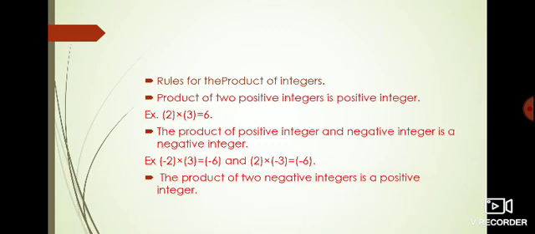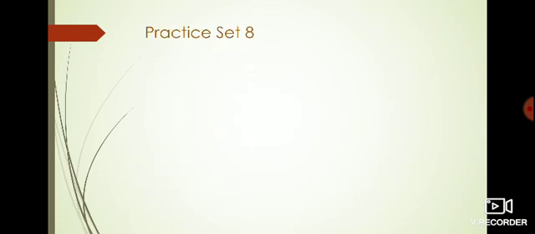Last rule, the product of two negative integers is always positive. One example: minus into minus is equal to plus. -2 into -3 is equal to 6. These three rules we are using while doing the multiplication of the integers. Now we'll see practice set 8.